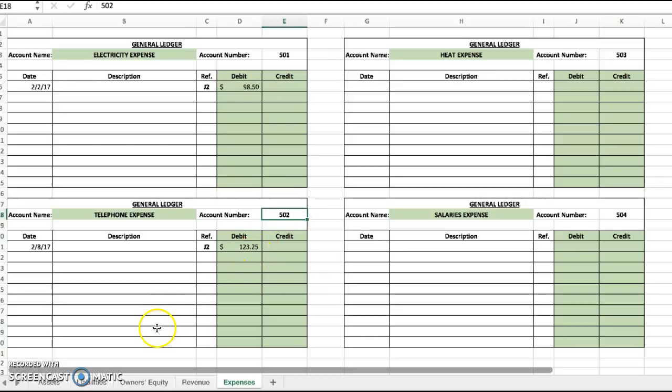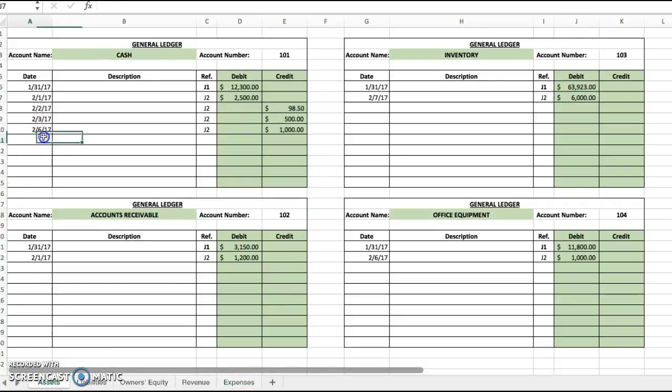And we paid cash. We've got to go back to the assets, find cash. 2/8/17. Tab over, cash is credited, right? We paid money out. And once again, J2 tells us where we got it. So you can see the process. After a while, it becomes a little simpler. It's typically taking information from the journal, which is a chronological record, and putting it into the ledger, which is an account by account record of how the transactions affected the different assets, liabilities, and so on.